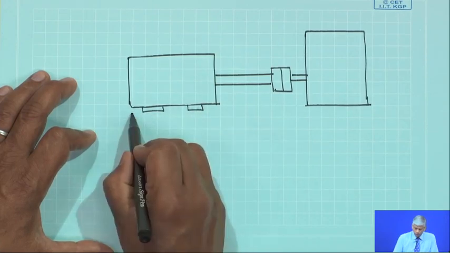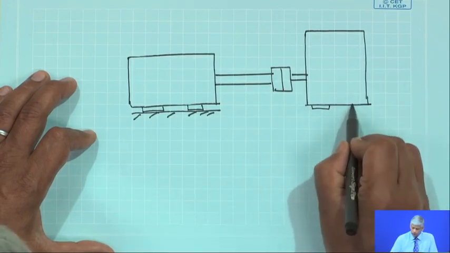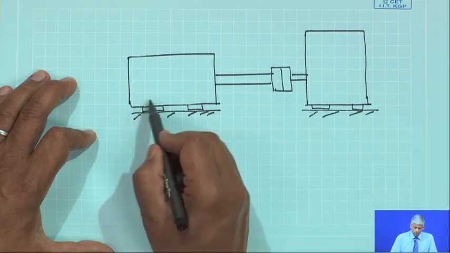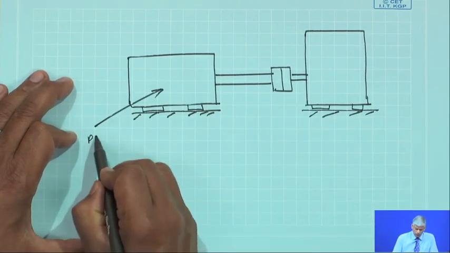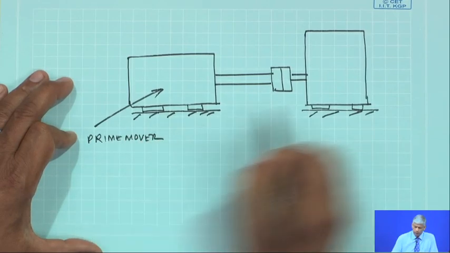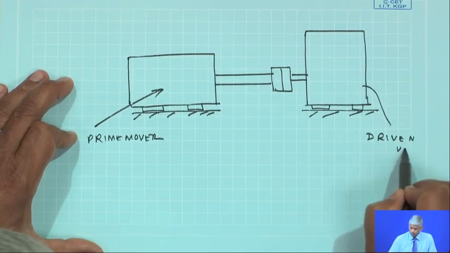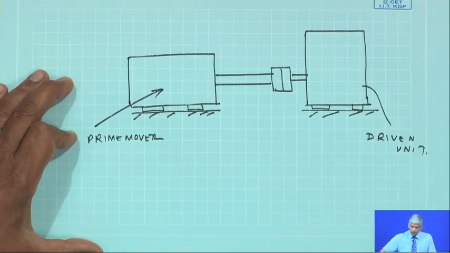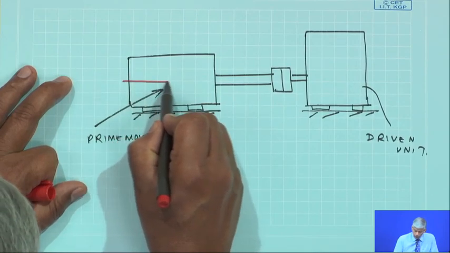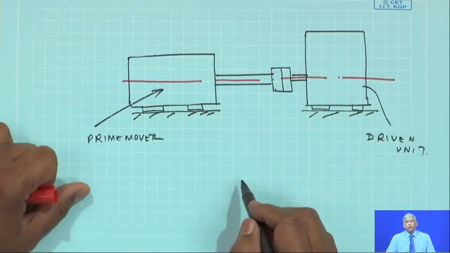And this prime mover is actually on a foundation, and similarly the driven unit is also on a foundation. And mind you, these machines can be very, very large. I just gave you an example of the cement plant. This could be a large cement kiln driven unit. So, ideally, both the shafts, I am just drawing the center line as a shaft, have to be in a single straight line.